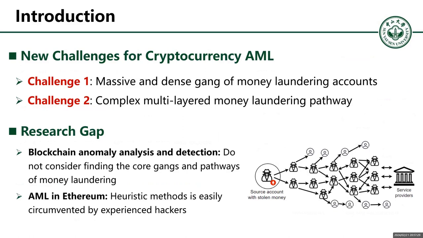Although there have been some studies on blockchain anomaly analysis and detection, these methods do not consider finding the core gangs and pathways of money laundering. Anti-money laundering efforts in the Ethereum field are based on heuristic rules, but this kind of method is easily circumvented by experienced hackers.